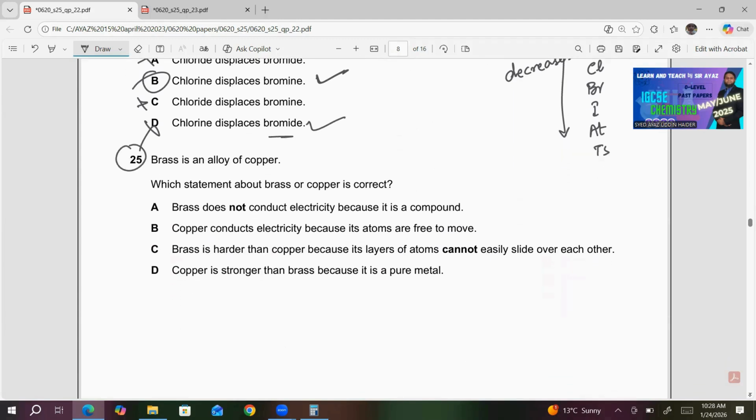25. Brass is an alloy of copper. Which statement about brass or copper is correct? What are alloys? A mixture of metals with other elements.